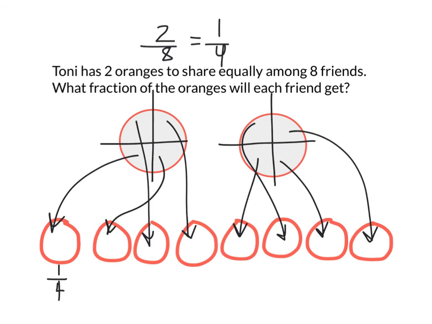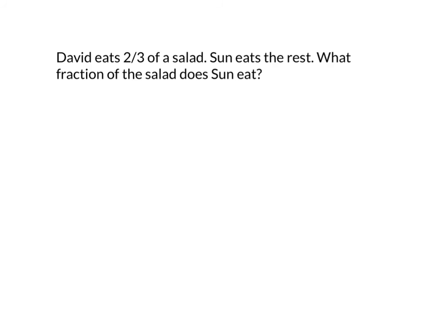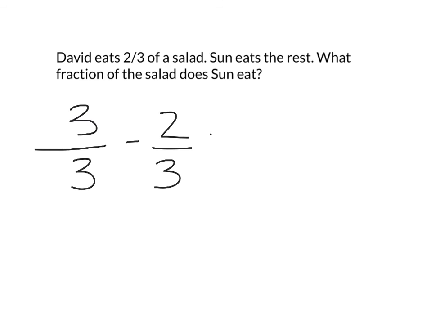Okay, let's look at more. David eats 2/3 of a salad. Sam eats the rest. What fraction of the salad does Sam eat? Well, the whole salad is 3/3, and David ate 2 of the 3, so I'm left with 1/3 for Sam.